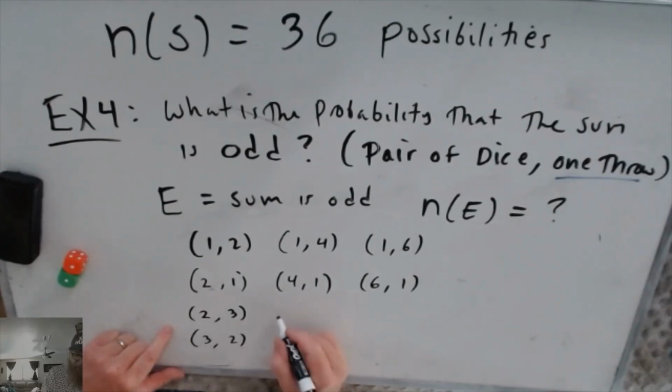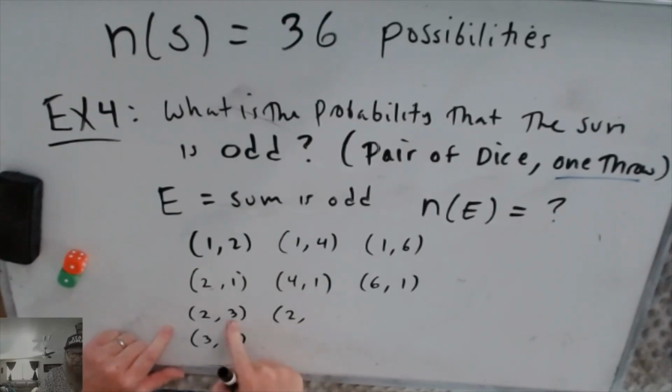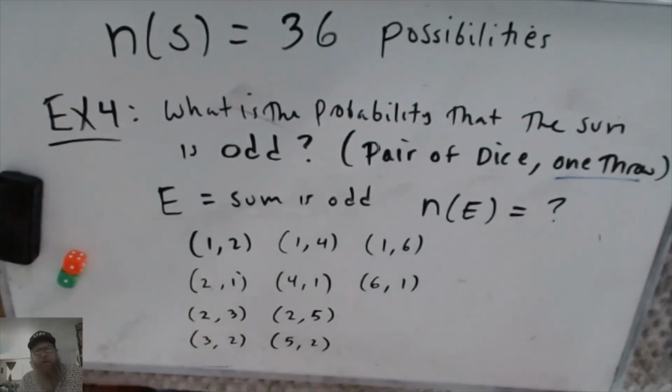What else do we have? The first die could be a 2. And the second die, well, we already used 3, so we'd have to go with 5. And then 5, 2. And that would be it. That's all of the possibilities that have a 2 for the first or the second die. I wish I just had the chart still. I could just sit there and circle all the ones that have a sum that's odd. My whiteboard's just not big enough. I need a second whiteboard off to the side here.